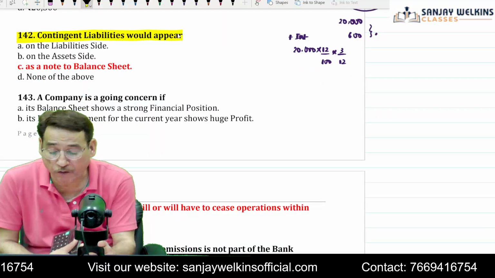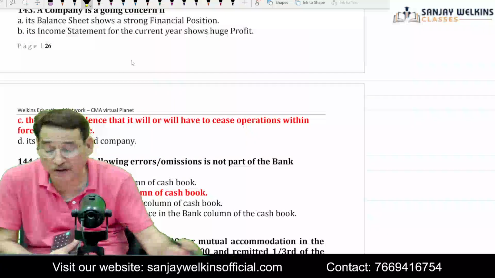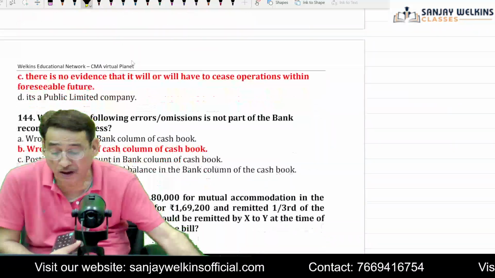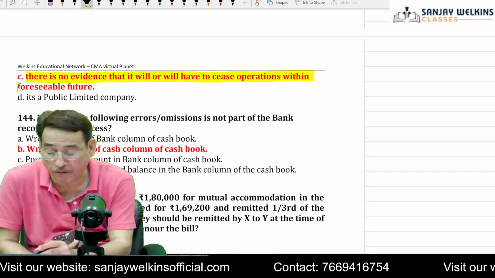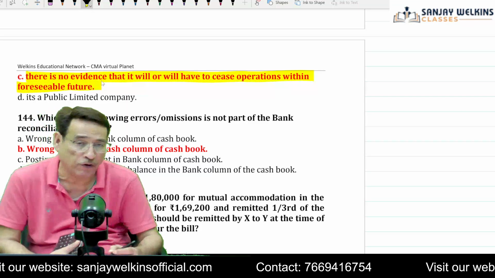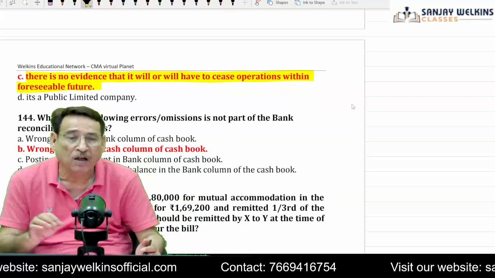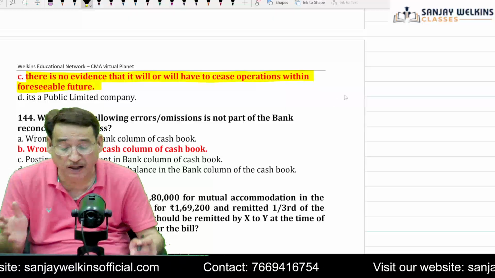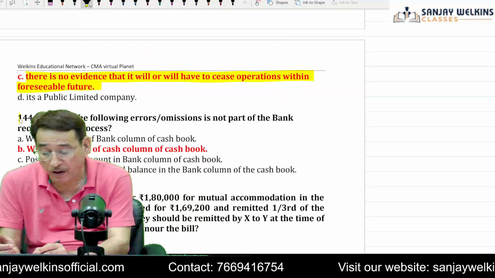Contingent liability would appear as a note to the balance sheet. A company is a going concern if there is no evidence that it will have to cease operation within the foreseeable future. Obviously, we always presume that the entity is a going concern unless there is clear-cut evidence that this entity is going to cease the operation in the foreseeable future.